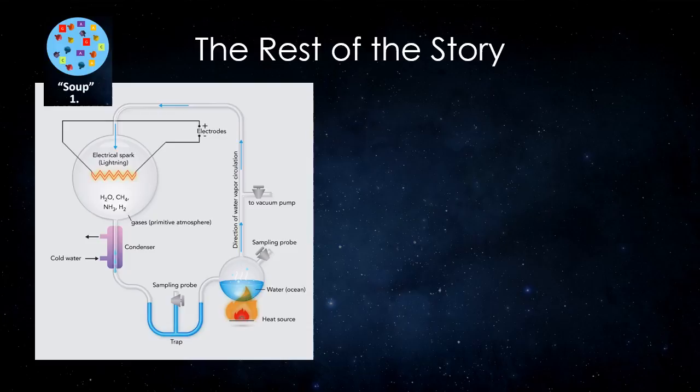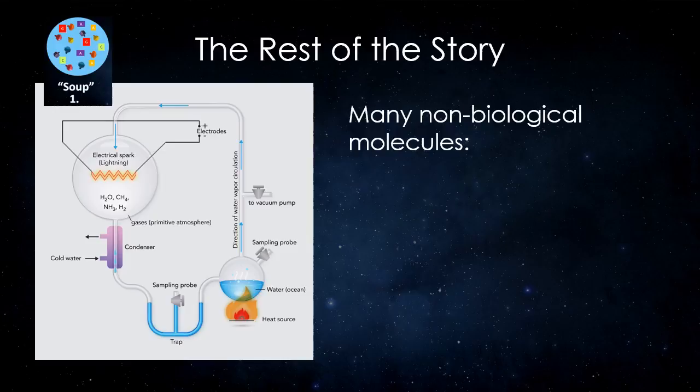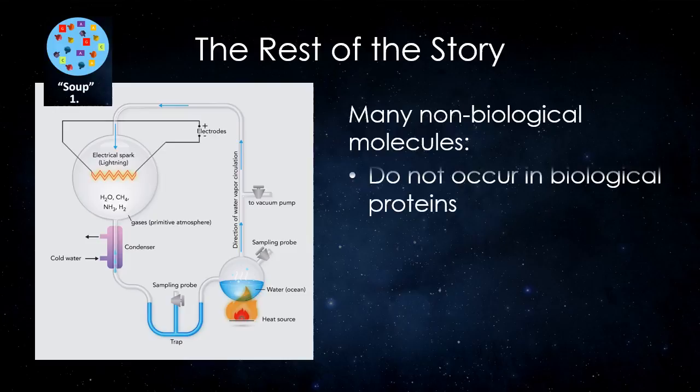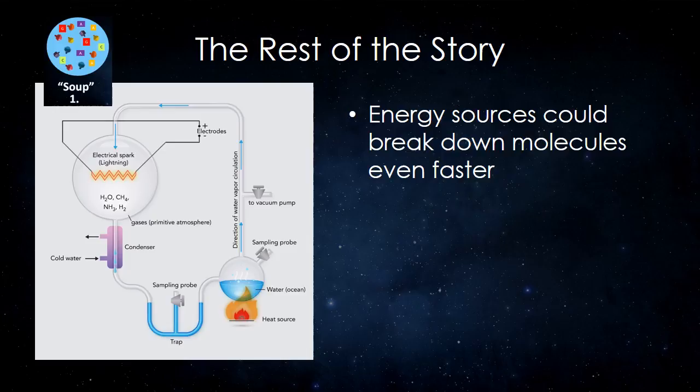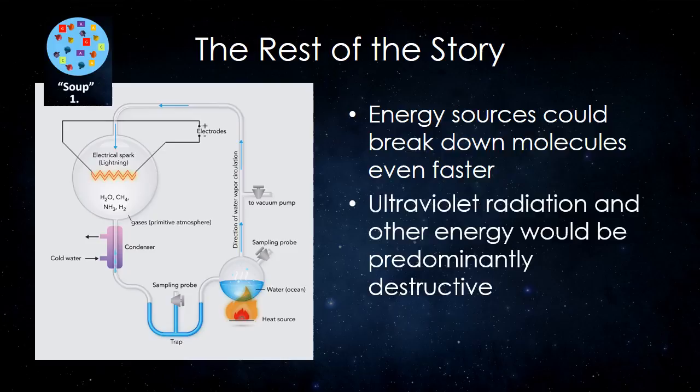In addition to the biologically significant molecules produced, many non-biological molecules were produced as well. In other words, amino acids were formed that are not found in living things. At the very least, they were not helpful, but in the vast majority of cases, they were even destructive. In addition, the energy sources that caused the amino acids to join together could also break them down even faster. In other words, the energy sources would be predominantly destructive.